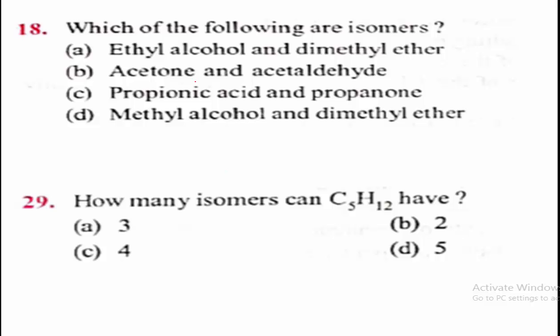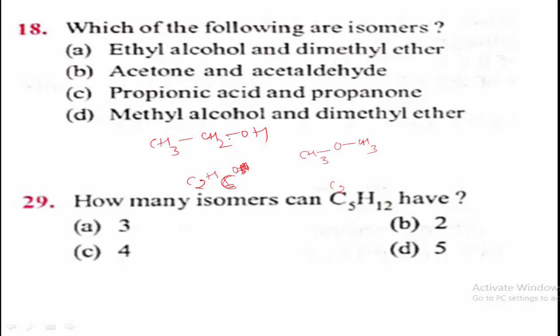Yes, first come to the point of ethyl alcohol. I write the structure of ethyl alcohol here, CH3, CH2, OH. Ethanol, also called ethyl alcohol, molecular formula is C2H5OH. Next, dimethyl ether. Dimethyl ether means here 2 methyl groups. Sorry, it is not C2H5OH only, the ethyl alcohol formula is C2H6O.